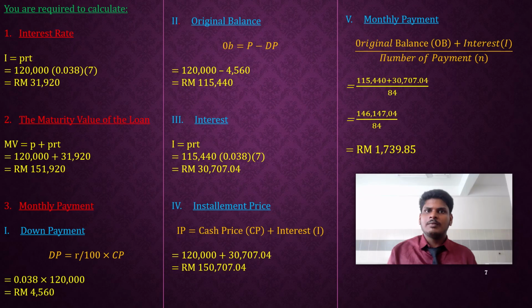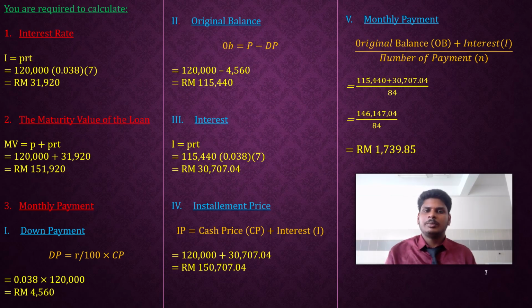MV equals P plus PRT, equals 115,440 plus 30,707.04. We get the answer RM146,147.04. This is the total amount Najmi will pay by the end of the loan term.